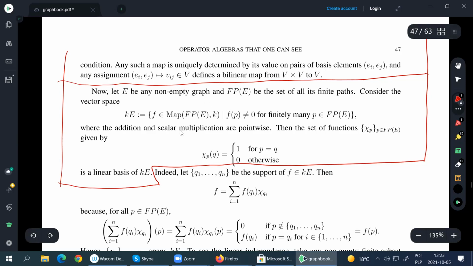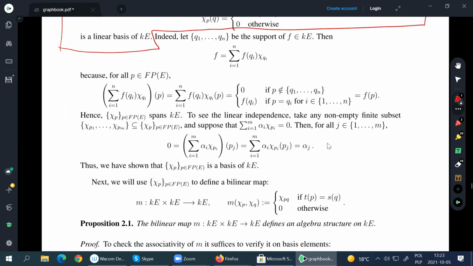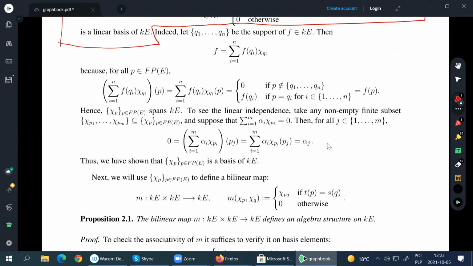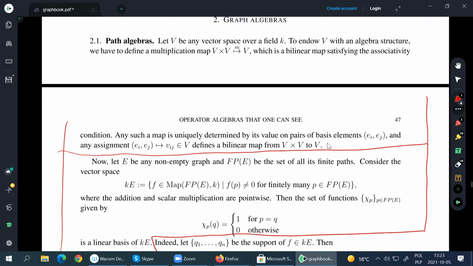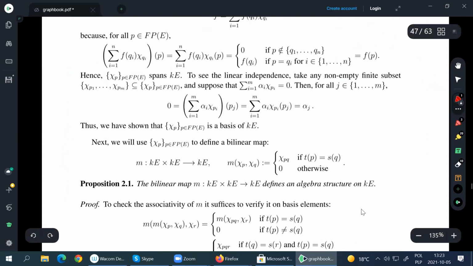Such a thing is true for any set. You can replace FP by any set X and the same would work, okay? So these support functions supported at one point would give you a vector space basis, all right? And now that I have a vector space basis, I can use it to define my bilinear map, right? By this formula. That's what I have to give you. I have to tell you how to combine chi p and chi q to something new. So that's what we are doing right here.